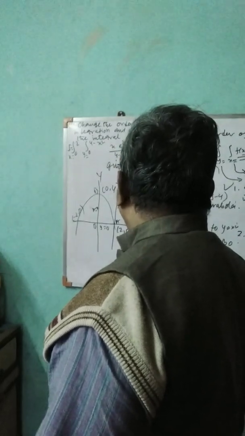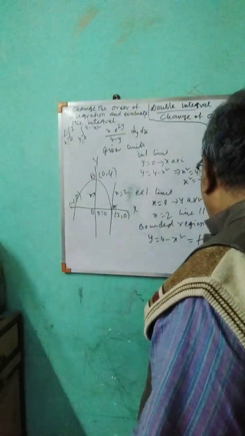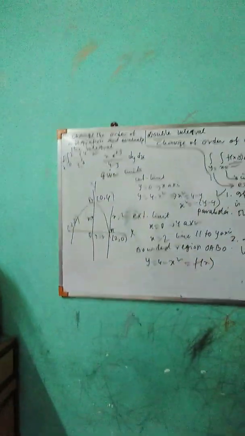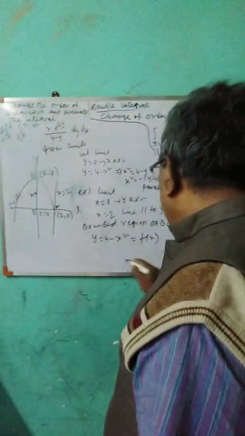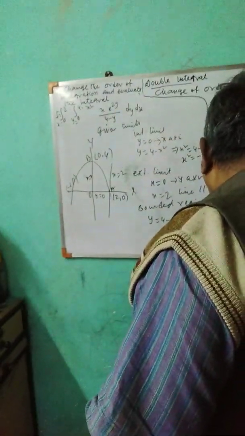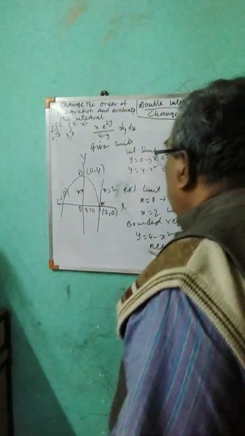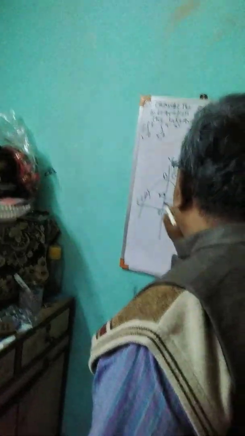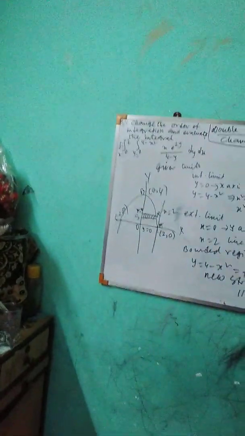Now see what the internal limit is: y equal to 4 minus x square. This is a function of x. If the internal limit is a function of x, then the new strip is parallel to the x axis. This is R, this is S. RS is parallel to x axis. This is the new strip.